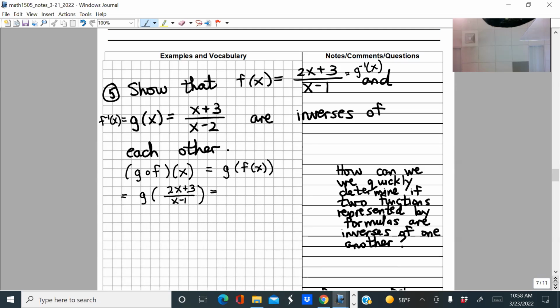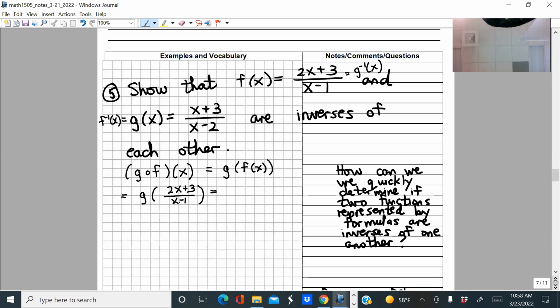But let's do it. Let's not get shy. Because, remember, what's supposed to happen at the end? This is all supposed to simplify to what? If these really are inverses of one another, what does this composition simplify to? Just x, right? Just plain x. So maybe things aren't as bad as they look. But let's see.